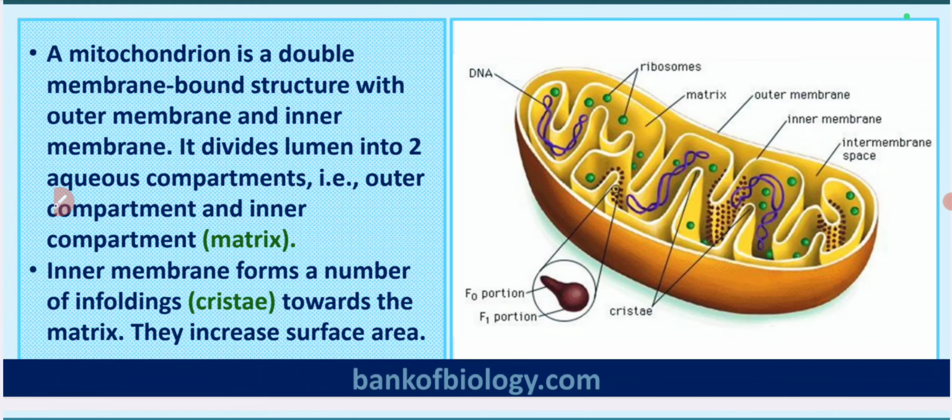Mitochondrion is a double membrane bound structure with outer membrane and inner membrane. As you can see, outer membrane, inner membrane. It divides the lumen into two aqueous compartments, outer compartment and inner compartment, that is called matrix. The inner membrane forms a number of enfoldings that are called cristae, which are also labeled in here. Towards the matrix, they increase the surface area.